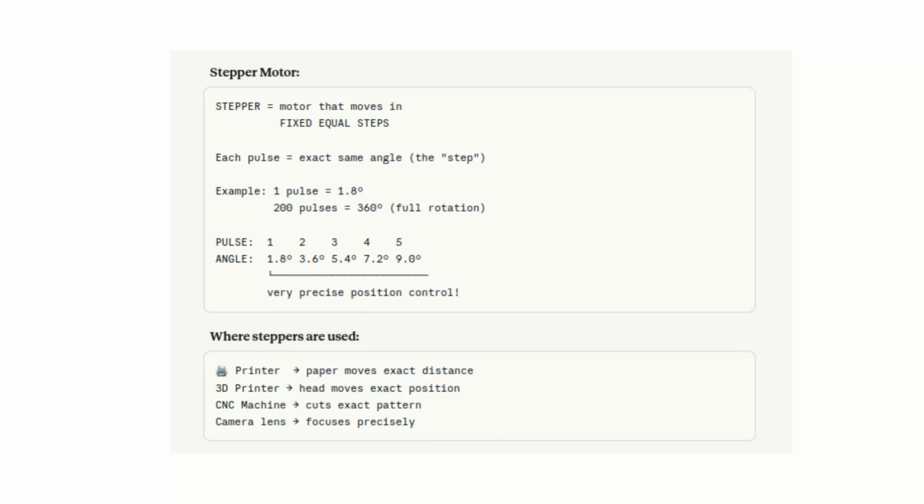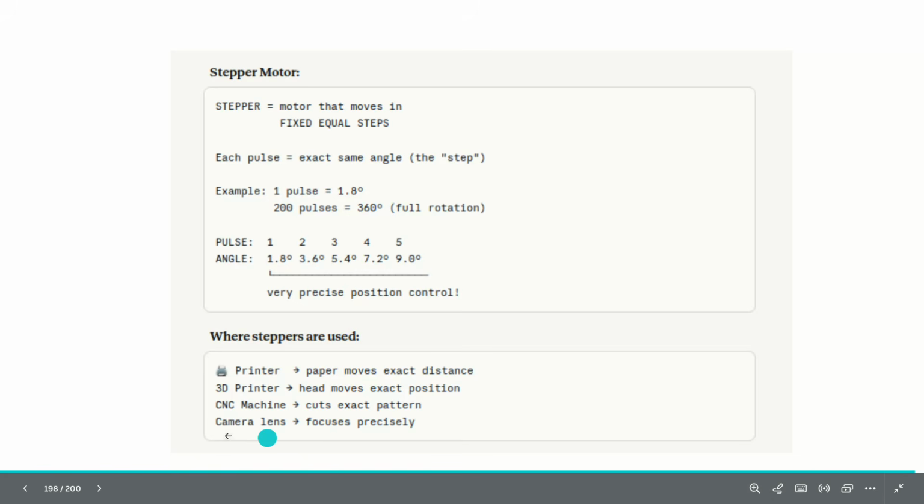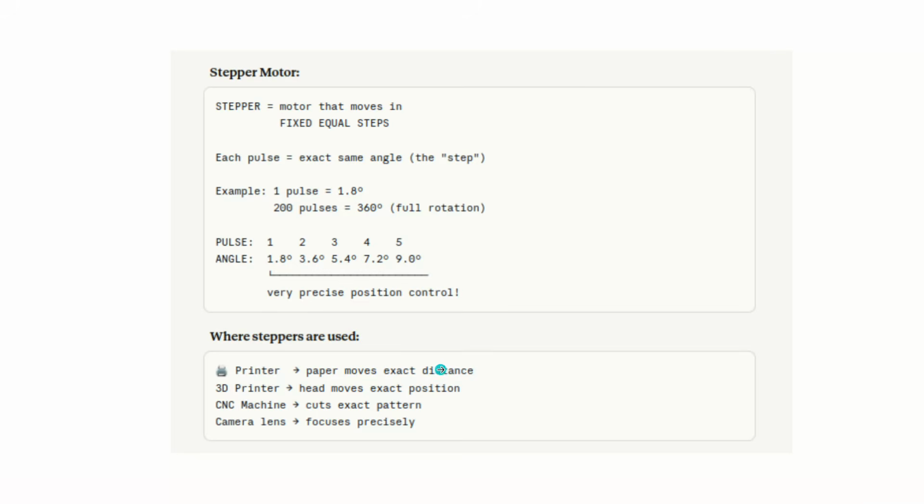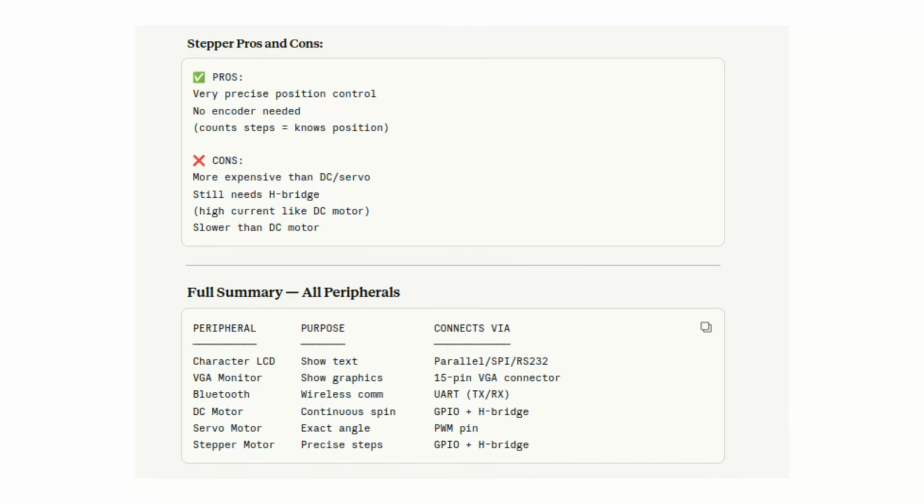Because in 3D printing, the head is moving to the exact position. CNC machine, camera lens focusing precisely on something. CNC machine cuts exact patterns. To cut exact patterns, like 3D printing, CNC and the camera's lens, these are where stepper motors are basically used. Okay, so the pros is very precise position control, no encoder needed.